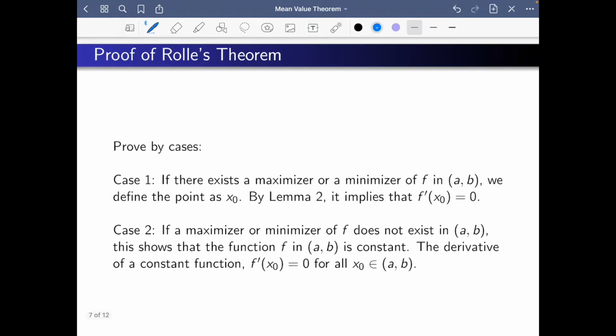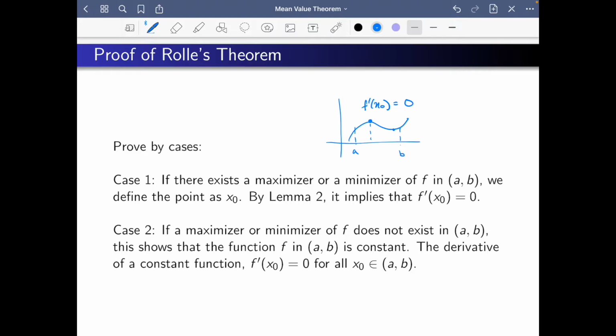In Rolle's theorem, the first case we consider is having a maximizer or a minimizer. There can be more than one, but at least one. If we have at least one, we can say the point of the maximizer or minimizer, for example here, in between a and b, that point x0 has a gradient f'(x0) equal to 0. That is stated in lemma 2, because every single maximizer and minimizer has a gradient of 0.